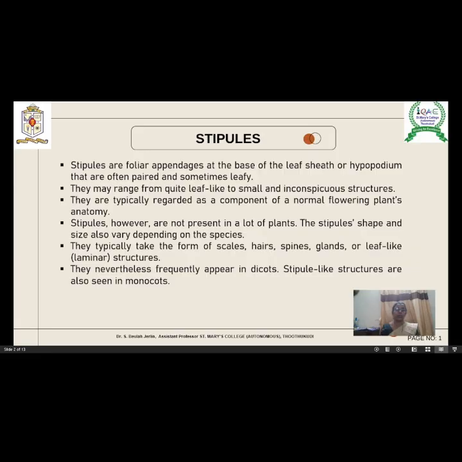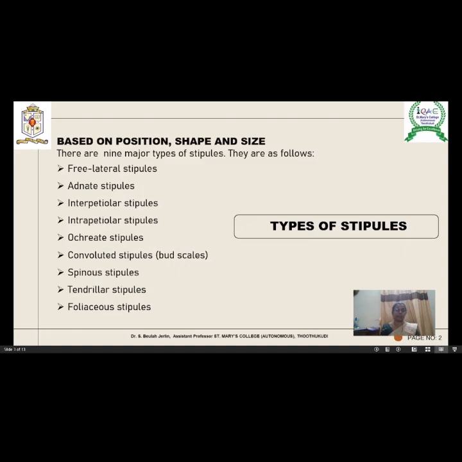Stipules, however, are not present in a lot of plants. The stipules' shape and size also vary depending on the species. They typically take the form of scales, hairs, spines, glands, or leaf-like laminar structures. They nevertheless frequently appear in dicots. Stipule-like structures are also seen in monocots.